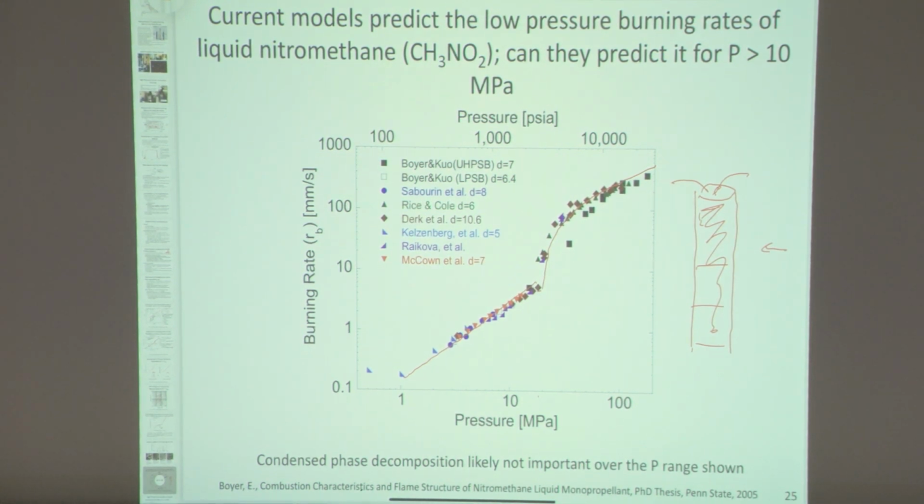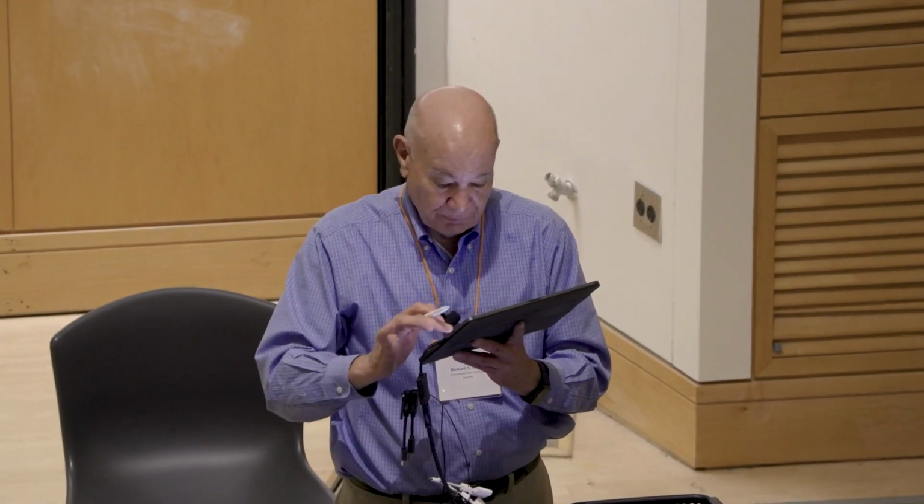Questions as to why this happens. Typically, 10 megapascals in older burners was basically the highest pressure people would use with optical chambers. That was one of the reasons I built that new system, to go to higher pressures, to see what's going on up here, and I'll show you that, maybe not today.